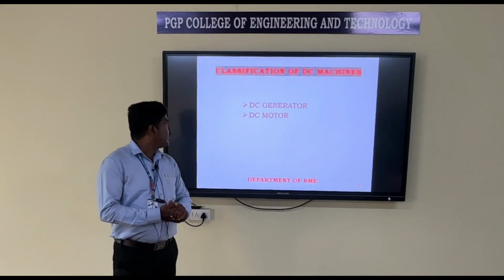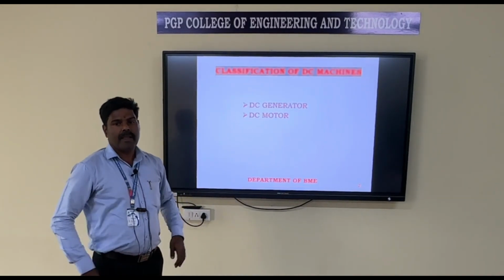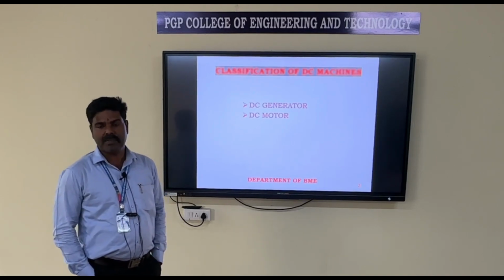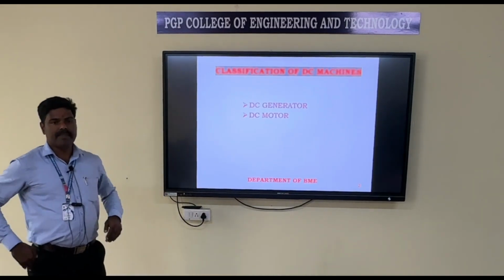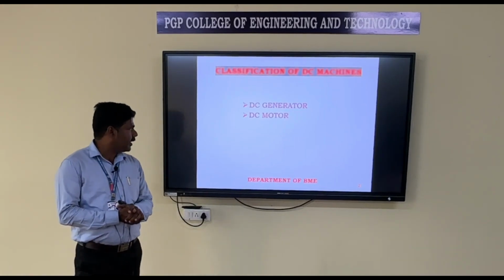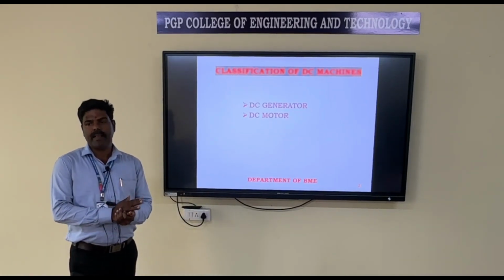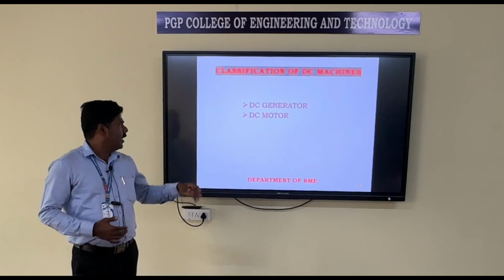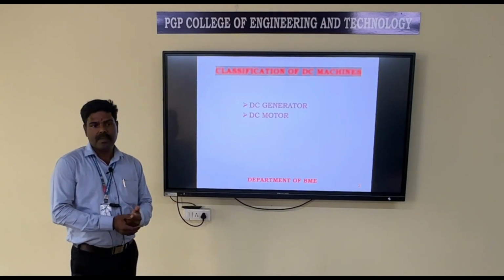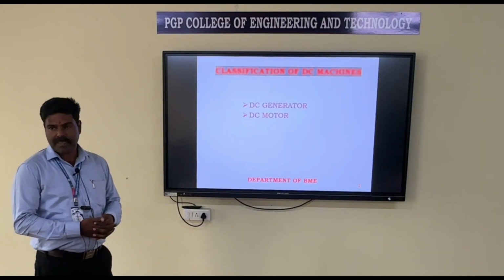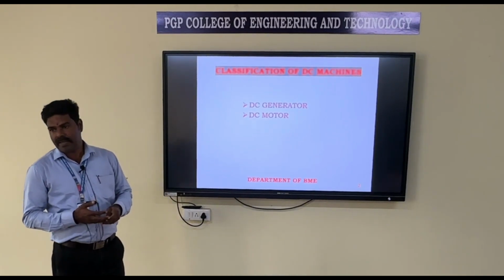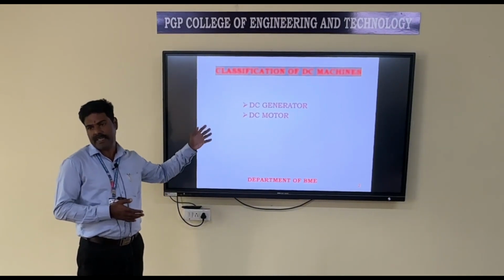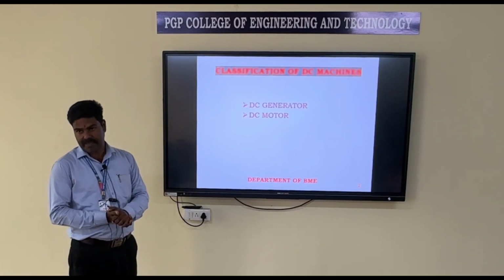First, the topic is classification of DC machines. Here the DC machine is classified into two types. One is DC generator, another one is DC motor. A DC generator is an electrical machine which converts mechanical energy into electrical energy. Otherwise, the DC motor is an electrical machine which converts electrical energy into mechanical energy. The construction is similar for both machines, but the working principle is different.